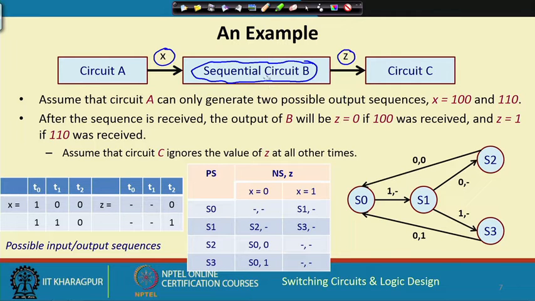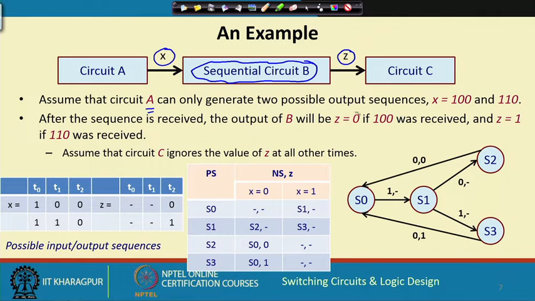Now, how is this circuit working? Let us say that this circuit A is generating a serial bit stream. So, X is not a parallel number; serially some bits are coming one by one. One bit at a time, in synchronism with a clock, the bits are coming. I am assuming that this circuit A can generate only 2 possible output sequences, bit patterns 100 and 110.